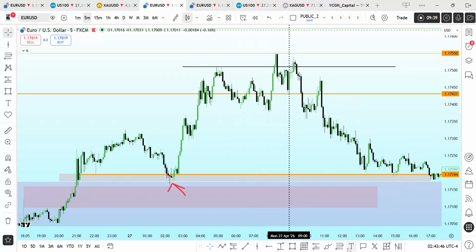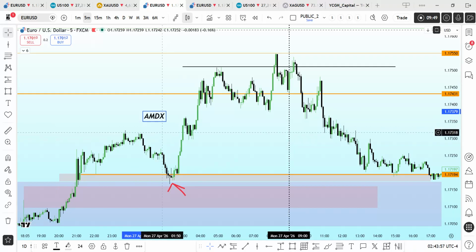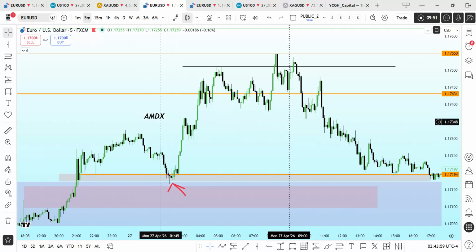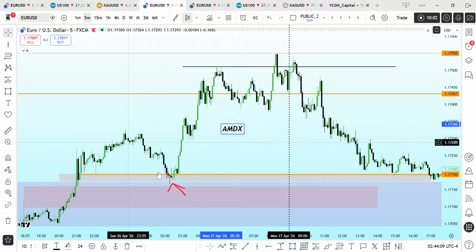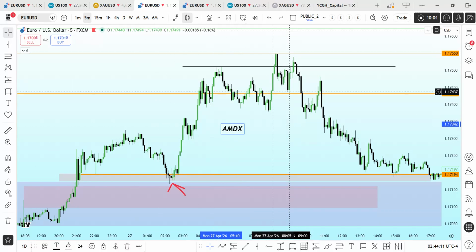This comes from a simple thing that ICT calls AMDX. This is AMDX. And if you are familiar with AMDX, you will understand what I said. And if you are not familiar with AMDX, then okay, you don't need that for trade, but yes, this is very helpful. So this is the AMDX concept: accumulation, manipulation, distribution, and X is either reversal or continuation.